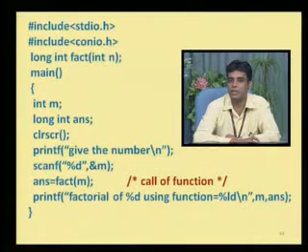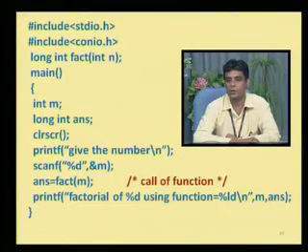Then printf asks to give the number. We are giving a particular number. Then scanf("%d", &m), the address of m. We are assigning the value by using m. Suppose we give 5, then the factorial of 5 equals 120. It will give the factorial. Then ans = fact(m), and it passes the value of m, which equals 5, and the call will be generated.